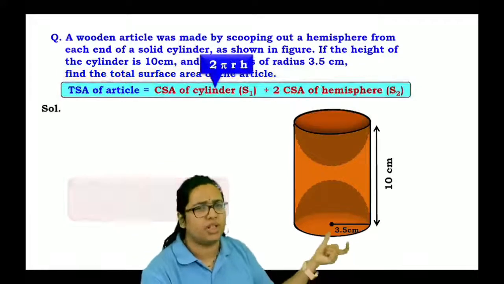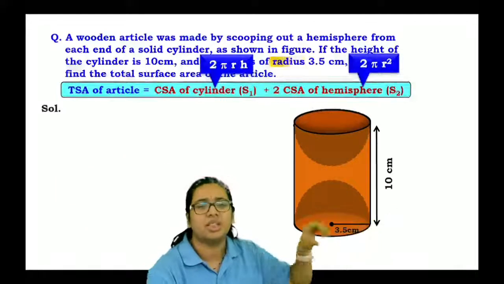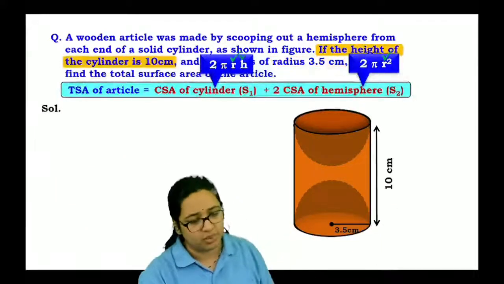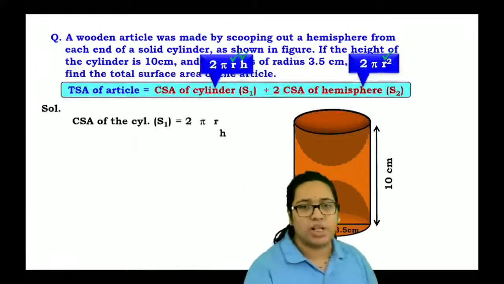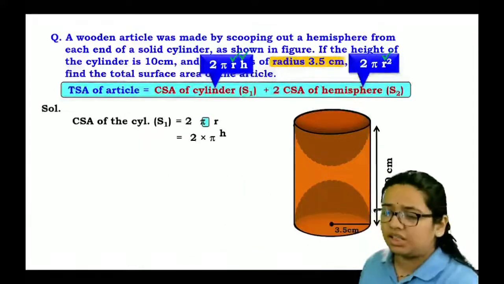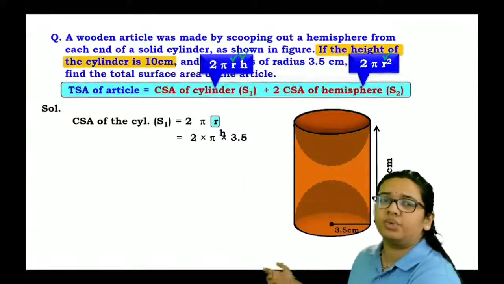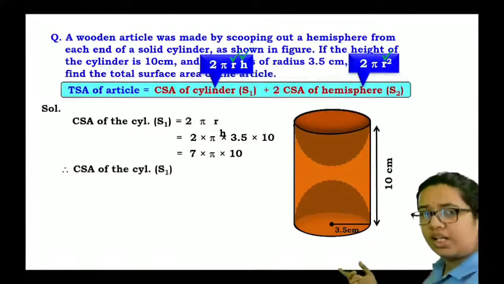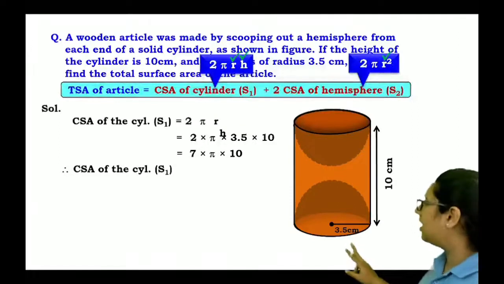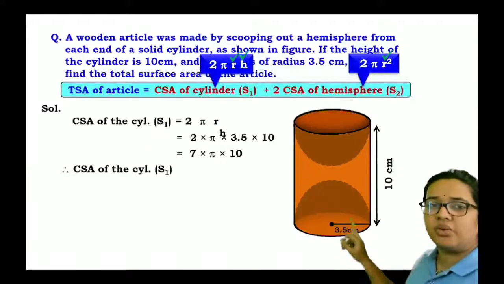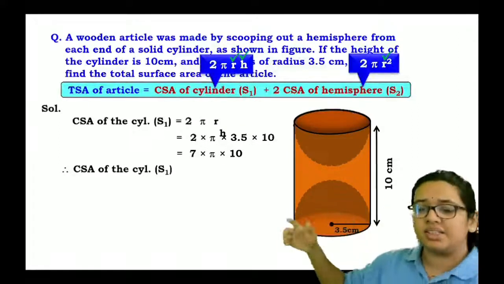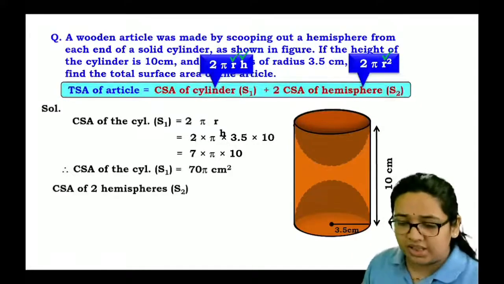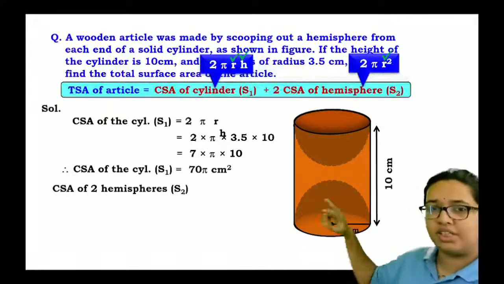And already you have the value for R, value for H. So it is a very direct type question. Just put the values of R and H here. You will get the required value. Curved surface area of the cylinder is nothing but 2 pi RH. So 2 times R will be 7, 7 into 10 into pi, that is 70 pi, will be the answer of curved surface area for the cylinder.